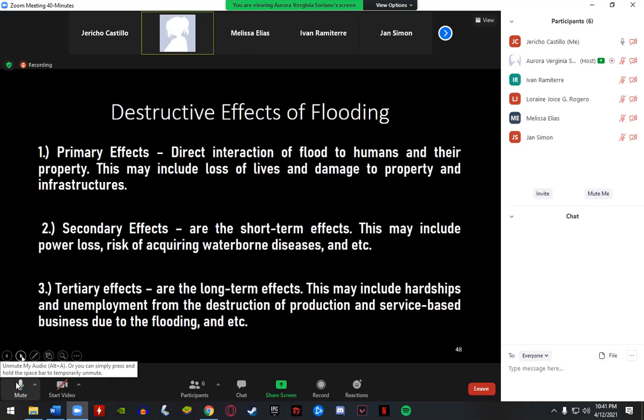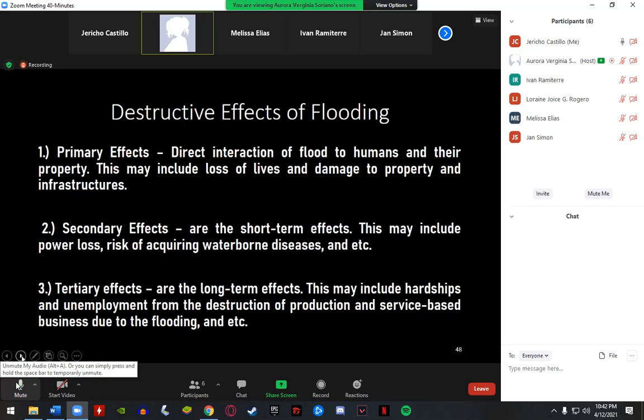So, secondary effects are the short-term effects. This may include power loss, risk of acquiring waterborne diseases, and etc. So, dito po sa secondary, ito po yung after ng baha. Kapag po, example po, pag nawala ng kuryente kasi nasira yung mga poste and others. And tsaka yung po kapag nagkasakit through waterborne diseases like leptospirosis.